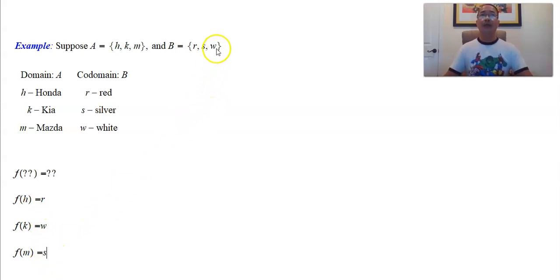Could we do that if we had another color in capital B? What if we had blue, little b? Well, you only have 3 cars in your domain. So once you have used 3 of the colors, you're short. You can't have a 4th color. So it's really no accident that we have 3 cars in our domain and 3 colors in our codomain if we want to construct a function from A to B which is both one-to-one and onto.